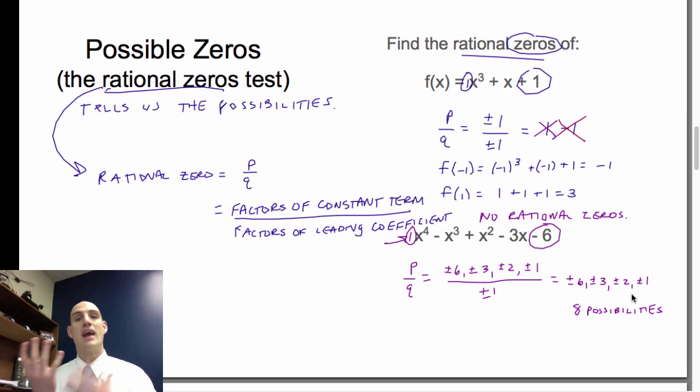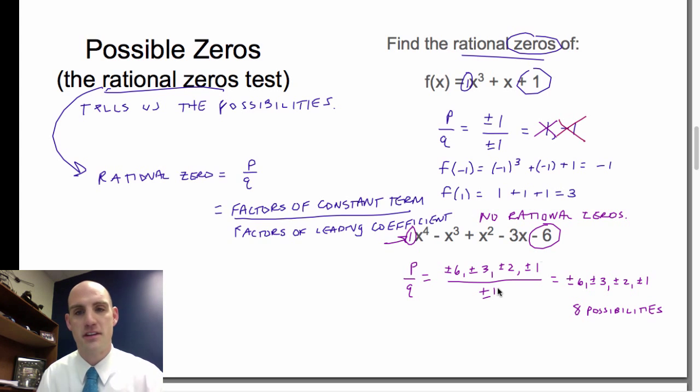And so having 8 possibilities is a lot, but think about what it could have been. It could have been thousands, millions of zeros. And we've broken it down to 8 possible rational zeros. So how do we use this information in this case? Well, we could find a zero by going and plugging in each one of these, which works, which we could do.